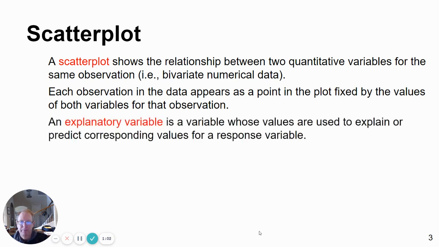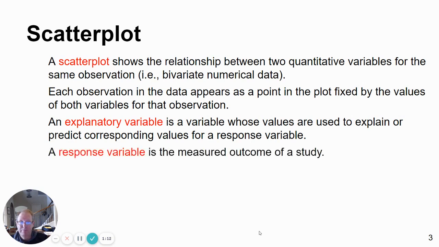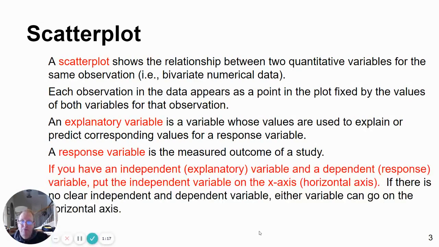An explanatory variable is a variable whose values are used to explain or predict corresponding values for the response variable. A response variable is the measured outcome of a study. If you have one variable that is clearly the explanatory or the independent variable, and the other that is clearly the dependent or response variable, I always put the explanatory or independent variable on the x-axis, the horizontal axis. If you don't have a clear independent and dependent variable relationship, then either variable can go on the horizontal axis.